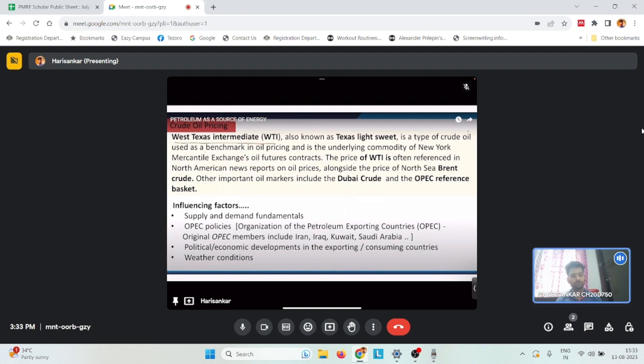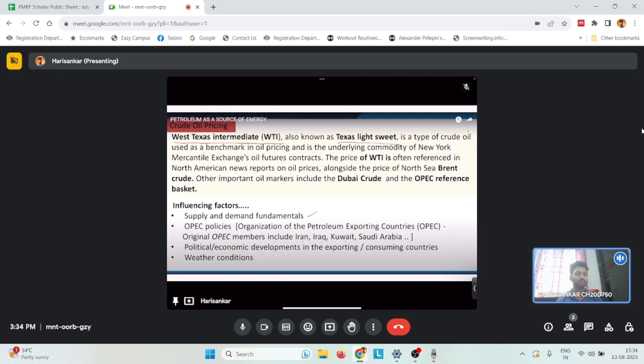So yeah, as I said, this West Texas Intermediate, also known as Texas Light Sweet, is one of the reference crude oils that are used for pricing the crude oil around the world. And on top of that, other influencing factors for crude oil pricing would be supply and demand fundamentals and OPEC policies. OPEC basically means Organization of Petroleum Exporting Countries. These countries include many Middle East countries, for example, Iran, Iraq, Kuwait, Saudi Arabia, and so on. Then political or economic developments in the exporting or consuming countries also play a factor, and weather conditions.